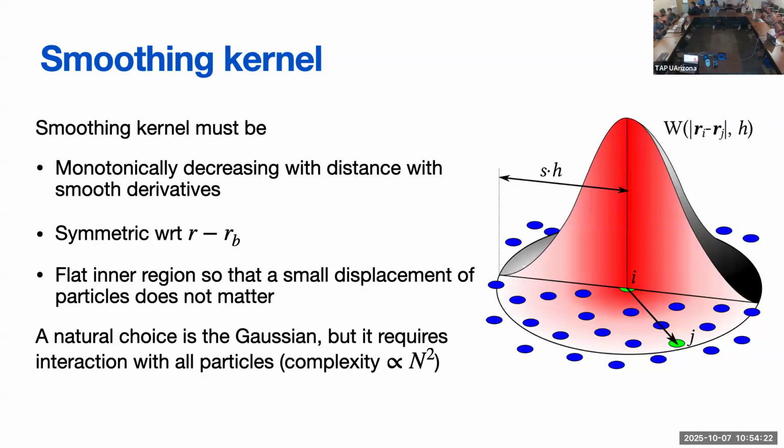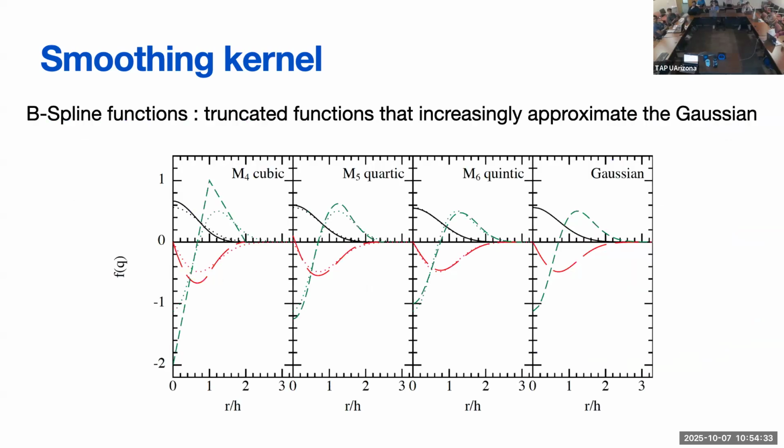A solution we use in SPH is to choose smoothing kernels that are truncated Gaussians. These are called B-spline functions, and there are different orders of truncation. Usually in SPH codes we use either the quartic or the quintic smoothing kernel. The idea is that it's basically a Gaussian, but at some point it goes to 0, and it's normalized, of course.